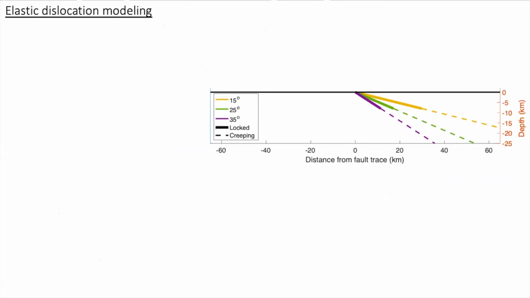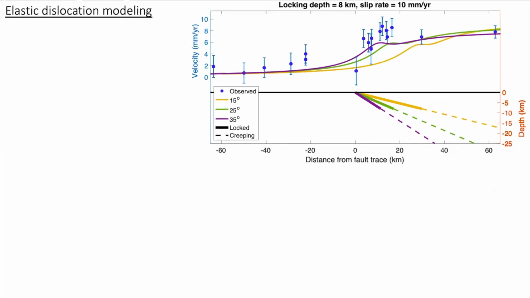So now that we have the footwall fixed reference frame where Australia is fixed, we can project our velocities and do these 2D planar dislocation models, where we assume that the fault is some plane that's locked down to some depth, slipping at some slip rate. And we cycle through dip angles of about 1 to 80 degrees, slip rates of 0 to 20 millimeters per year, and locking depths of 0 to 25 kilometers depth.